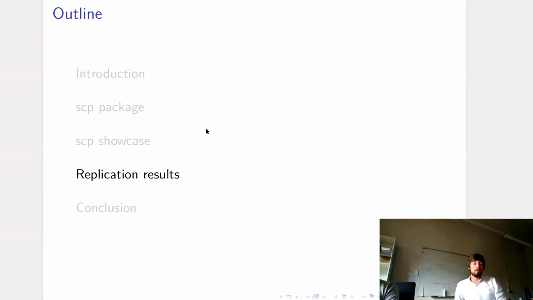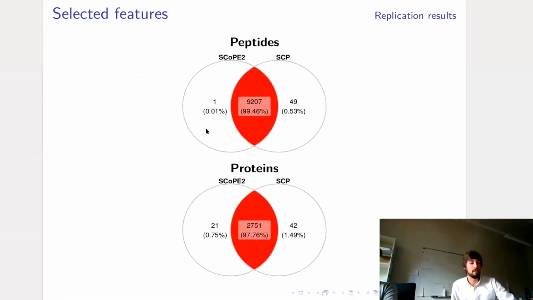So we replicated the SCoPE2 analysis using our standardized framework. The results will be shown in the next slides, and we always compare the SCoPE2 expected results to our output. In this case, we first compared the selected features from both datasets, and we can see that for both peptide and protein assays, the overlap is very high. Around 9,000 peptides are common for both workflows, with over 99% agreement, so almost perfect. Similarly, for proteins, around 2,700 proteins are common for both pipelines, with a 97% agreement.